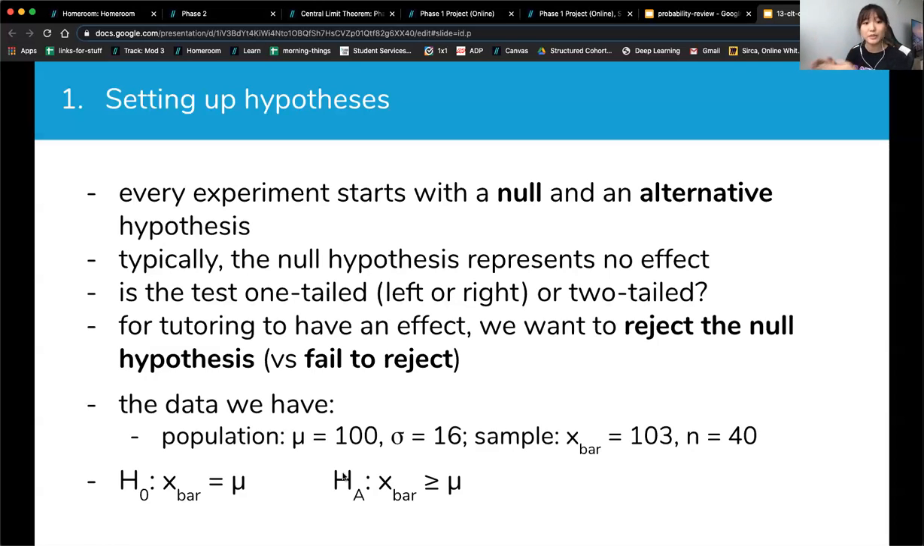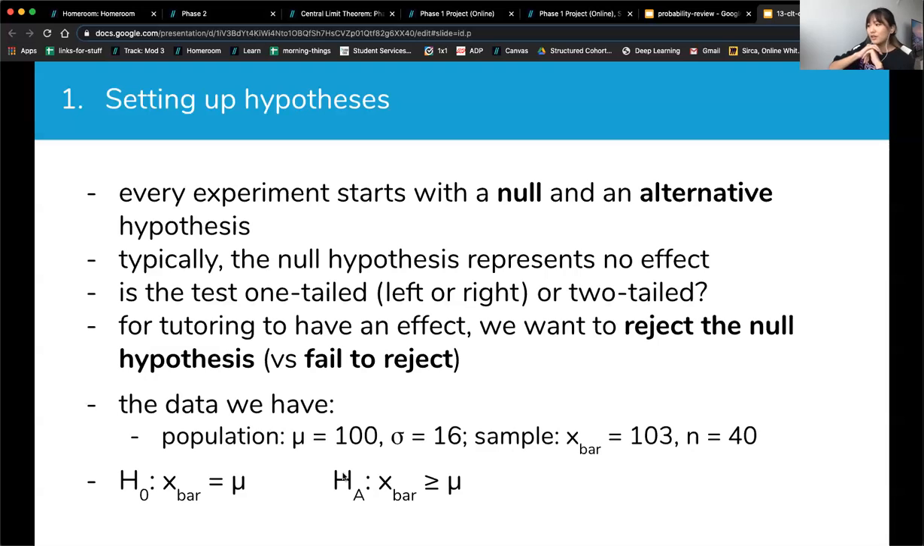Sometimes you have two-tailed tests when you don't know which direction you're testing for. Sometimes you're just testing for a difference. And so if you're testing for a difference, when they don't specify in the question or in the scenario whether it's greater than or lesser than, it is a two-tailed test.